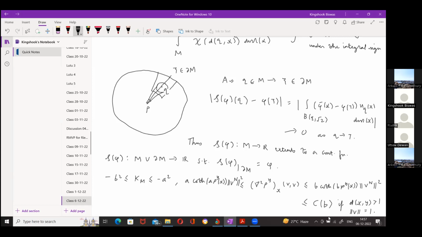So here is where we are using the lower curvature bound. We have an upper curvature bound minus a squared, but we also need a lower curvature bound precisely in this step to get a bound on the Hessian of the distance function. We need a lower curvature bound here.